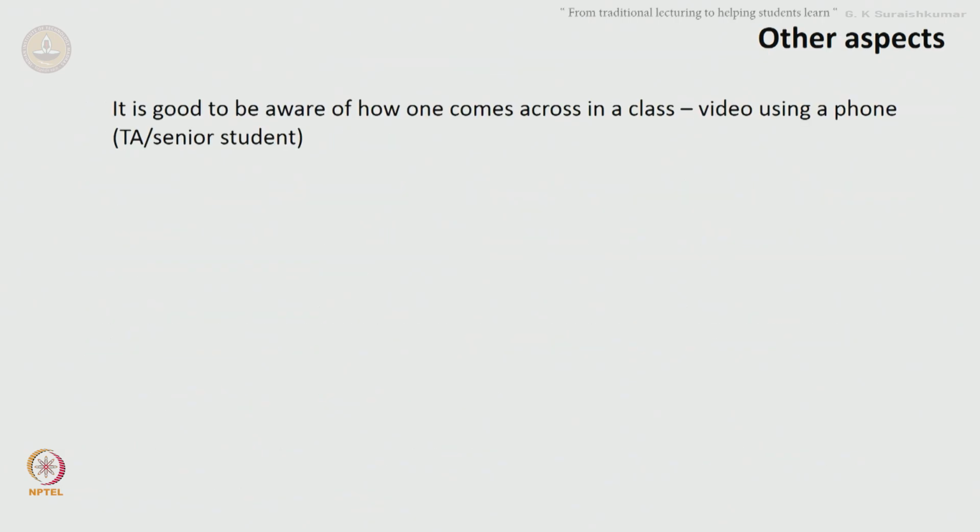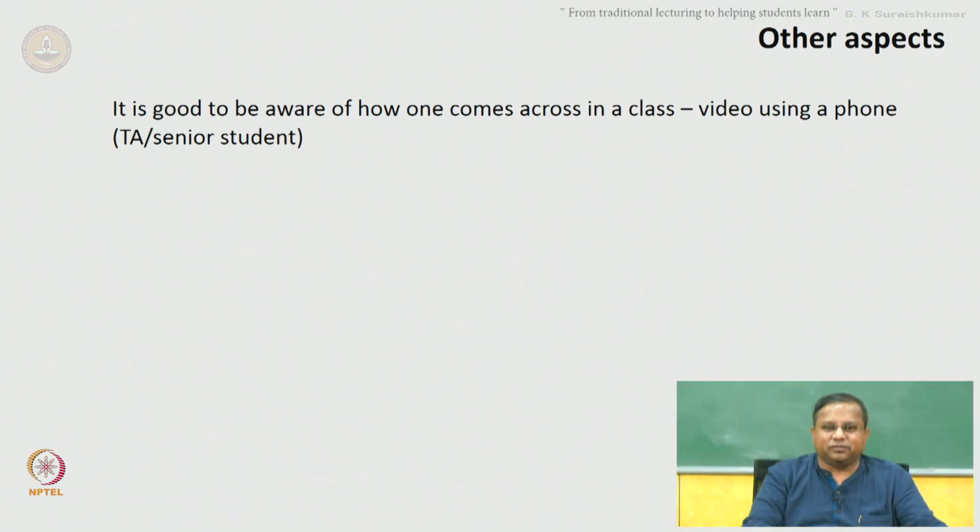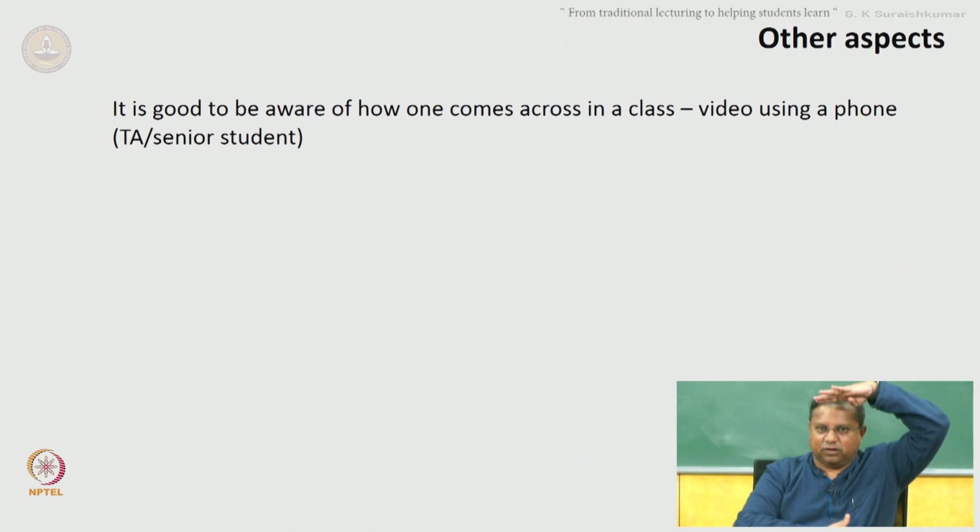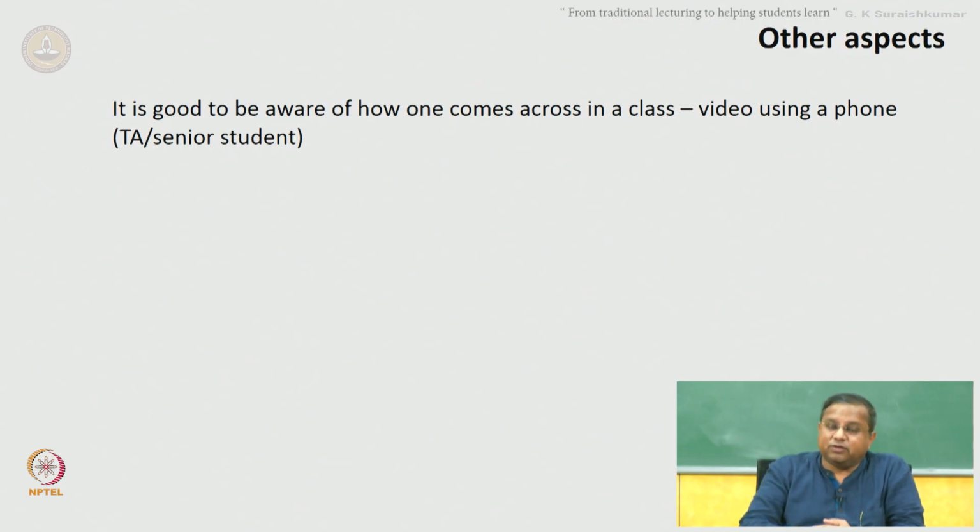Other aspects of the lecture: it is good to be aware of how one comes across in a class, and it is difficult to find out for yourself. Therefore, it is good to have somebody videotape your lectures. You could ask either a teaching assistant or a friend or one of the senior students who has already taken the course to come and sit at the back and video the lecture. Nowadays you could do decent video recording even with a cell phone camera, but ask them to focus on your voice and your gestures if you can, and that would give you very good input. Replaying that and seeing how you have done gives you very good input.